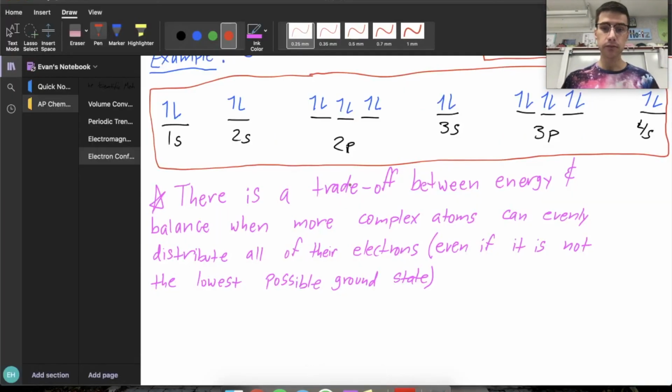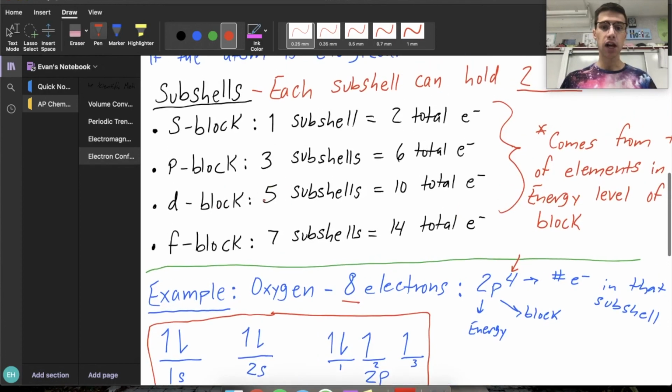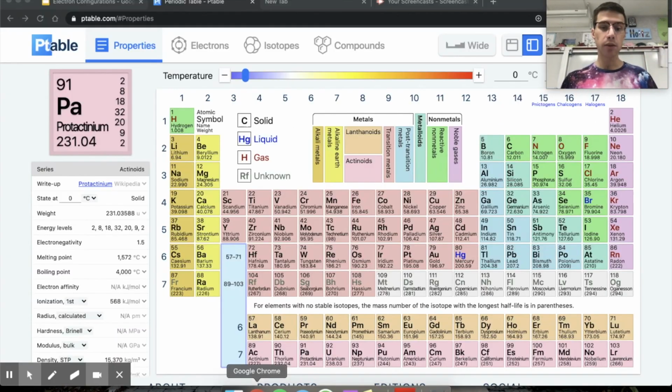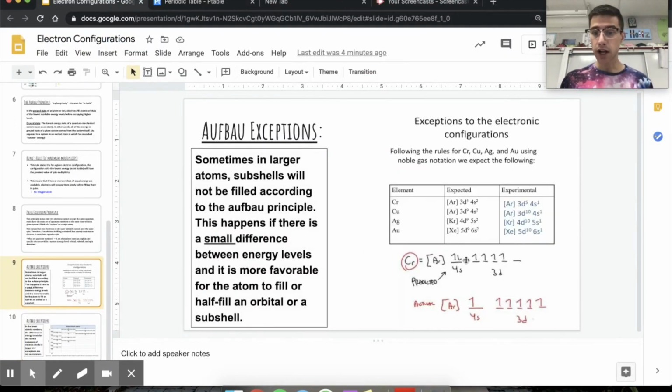However, because the D block has 5 subshells, what ends up happening is instead of what you guys would expect, right? We'd have a 4s and then a 3d4. So here's 1, 2, 3, 4, 5 subshells in the 3d block, okay?